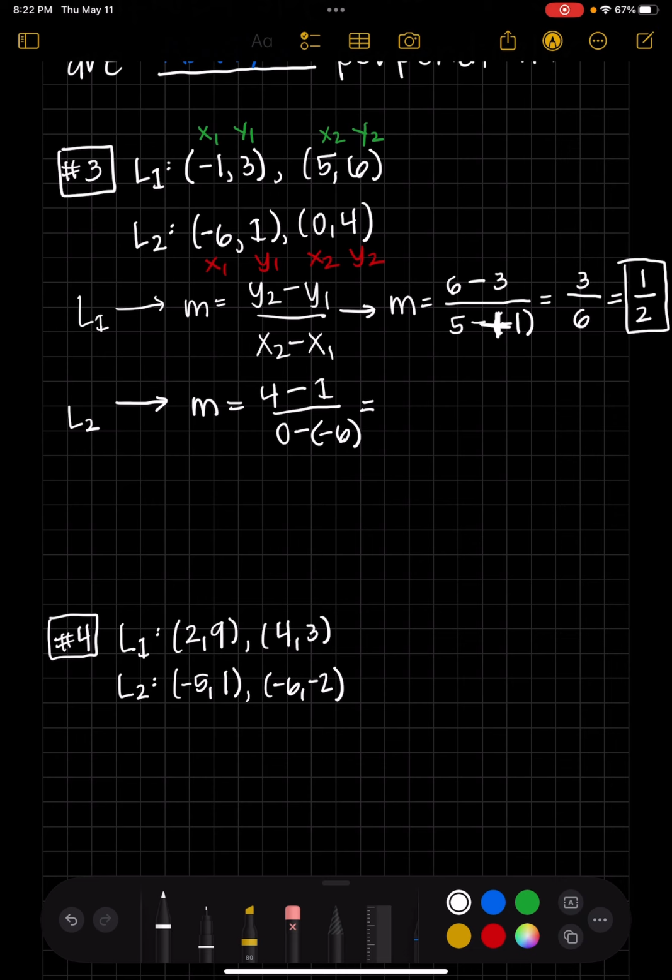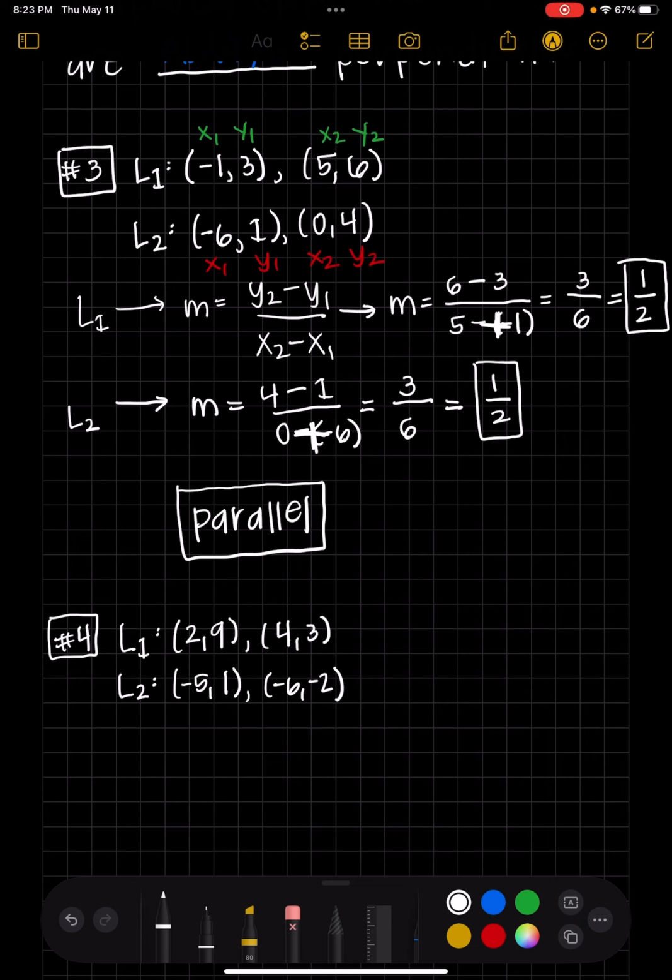Now let's simplify that. On the top, we have 4 minus 1, which gives me 3. And on the bottom, remember, two negatives make a big positive. So now I have 0 plus 6, which gives me 6. I can divide both the top and the bottom by 3, which gives me 1/2. So slope of line 1 was 1/2, slope of line 2 is 1/2. They are the exact same slope, which means that these two lines have to be parallel. So that's my answer. And we proved that they're parallel because they have the same slope.